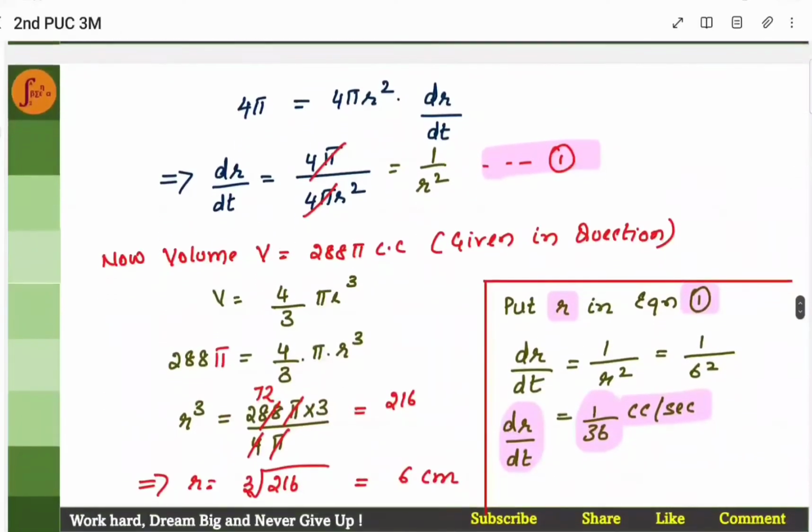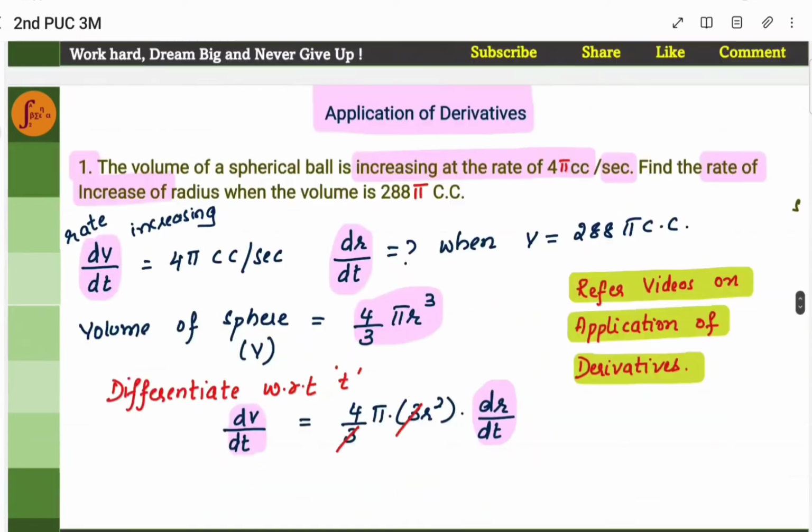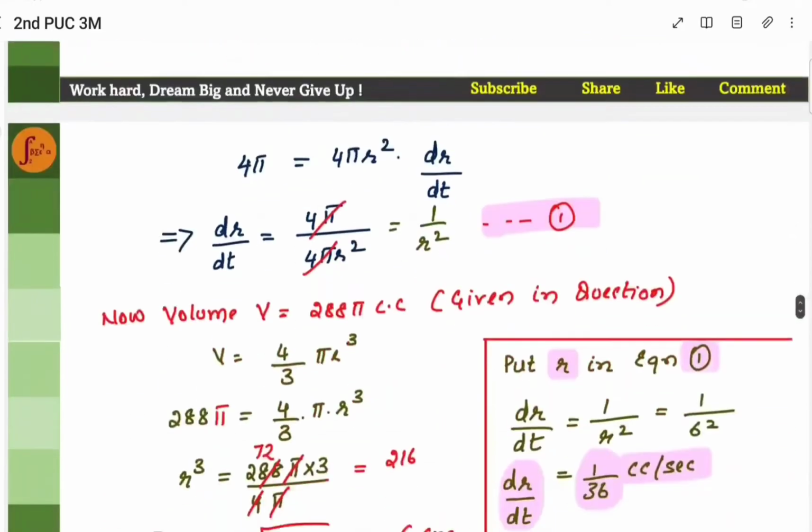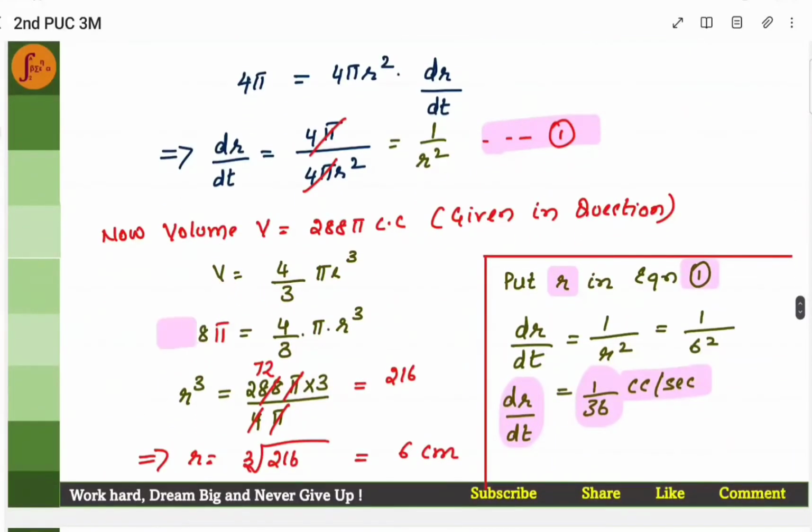Simple problem, right? You will get dr by dt, which is 1 by r squared. Now, I don't know what r is. So, one more thing given in the question: volume is given, 288π. So I'll substitute 288π here in the volume, and I'll get R. I can get R from this. So R is 6 centimeter.